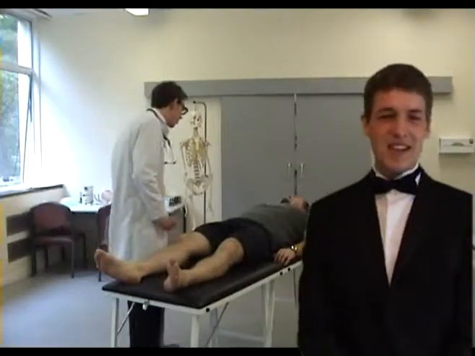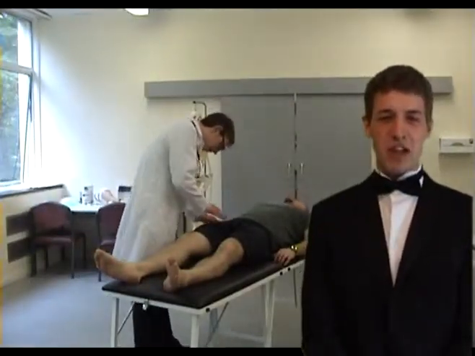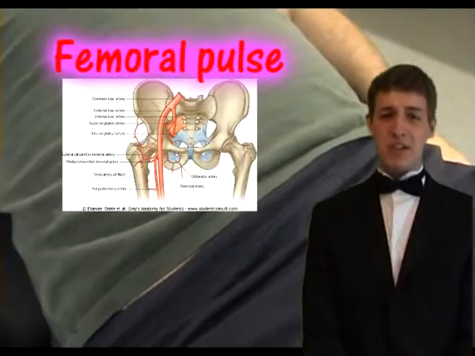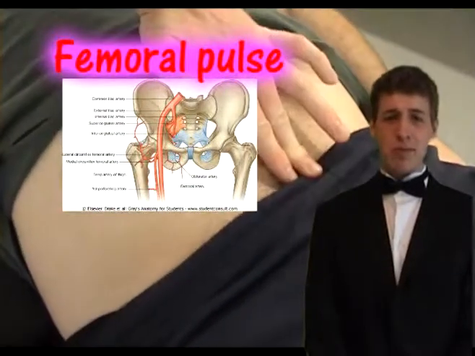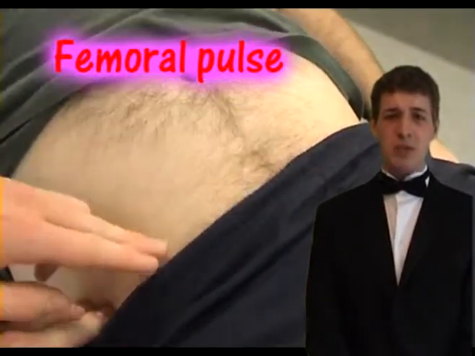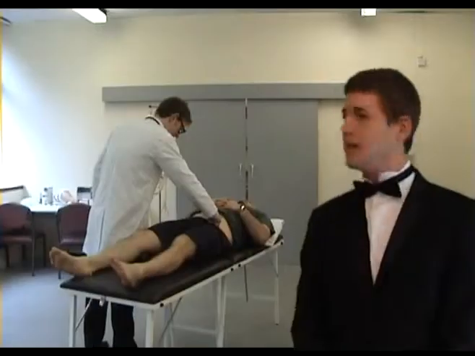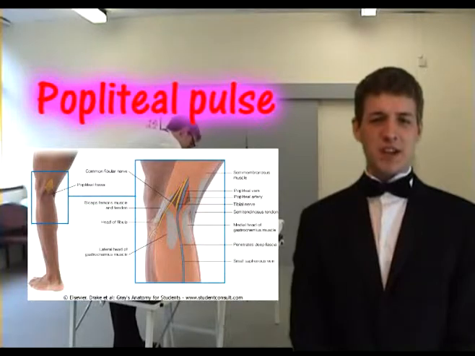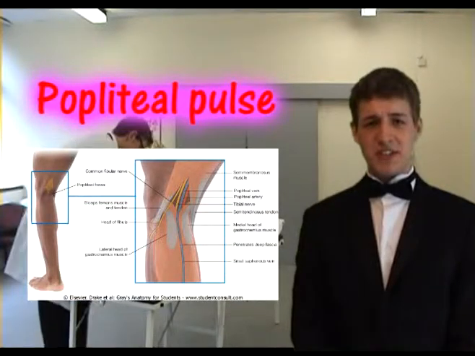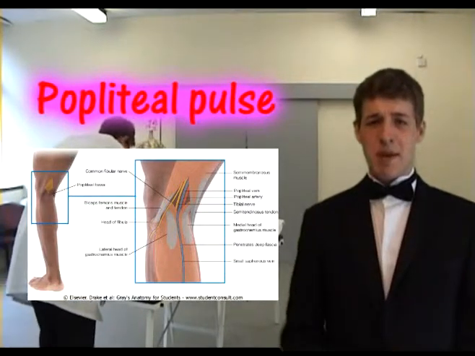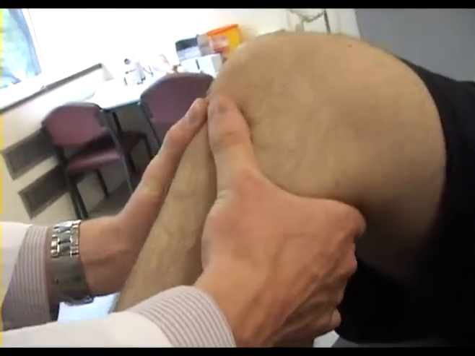Super, Tommy! Now assess the peripheral pulses of the lower limb. The femoral pulse is located just below the mid-inguinal point, which is halfway between the pubic symphysis and the ASIS. The popliteal pulse is located deep within the popliteal fossa. Be aware that palpation may be uncomfortable for the patient. This may feel a little uncomfortable, just let me know if you want me to stop.